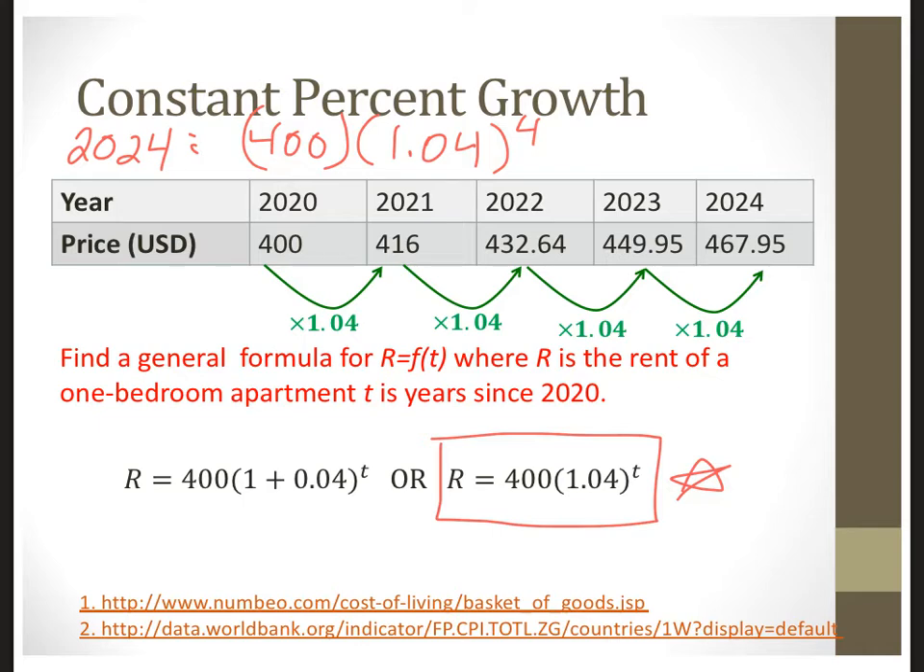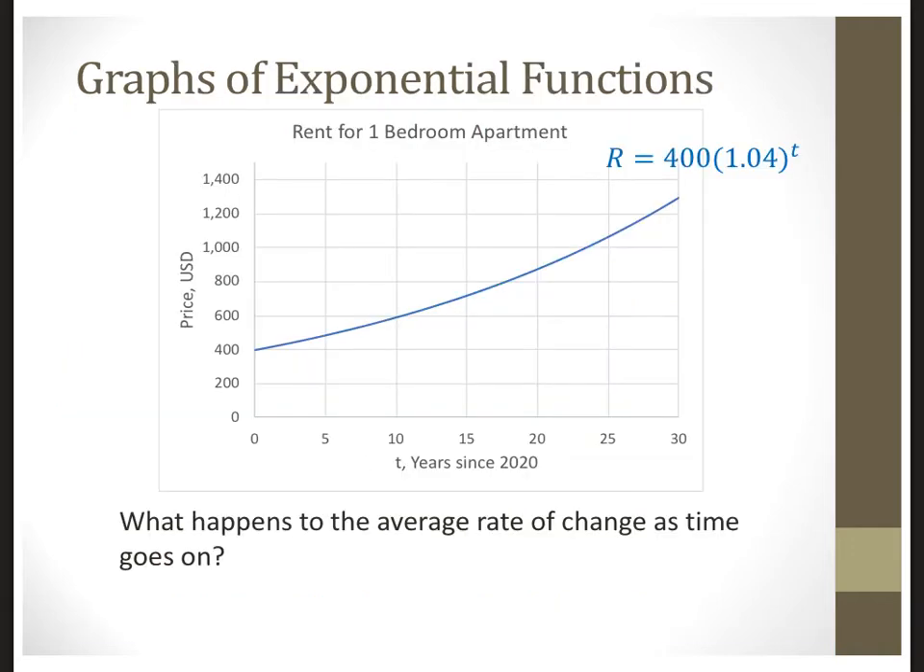So let's look at what are some of the general properties of this model. Let's first take a look at this graphically to look at some of the properties that we see. First of all, this 400 that we see over here, that's reflected over here. So this is telling me what is my initial value? In this case, what is the rent in year 0? What is the rent in 2020?